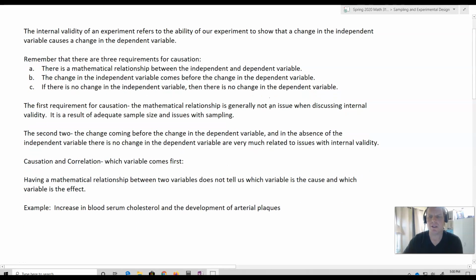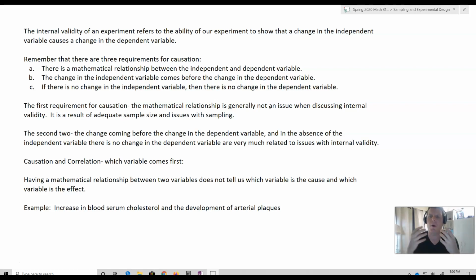Okay, so what I wanted to talk about inside of this video is internal validity, to help you with some of the definitions and give you a real sense of what it means for an experiment or a study to have internal validity. The internal validity of an experiment refers to the ability of our experiment to show that a change in the independent variable causes a change in the dependent variable.